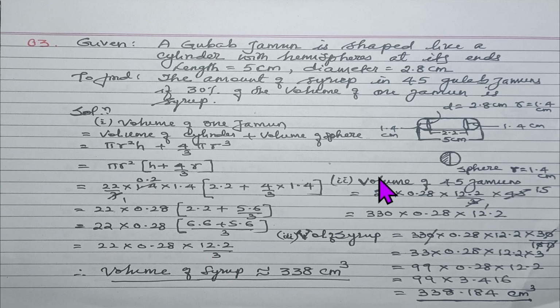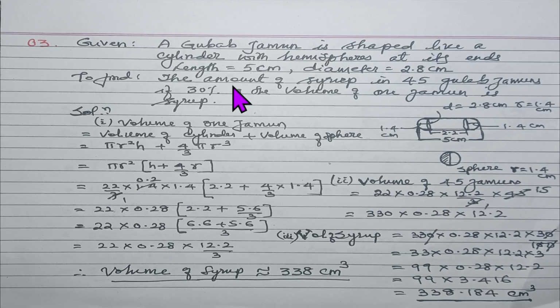Now there are 45 jamuns, I have to find out the volume of 45 jamuns. That means I can multiply this volume of one jamun with 45, and when I multiply with 45 I get 330. Simplification is very simple, you can do that. 330 into 0.28 into 12.2 is the volume of 45 jamuns.